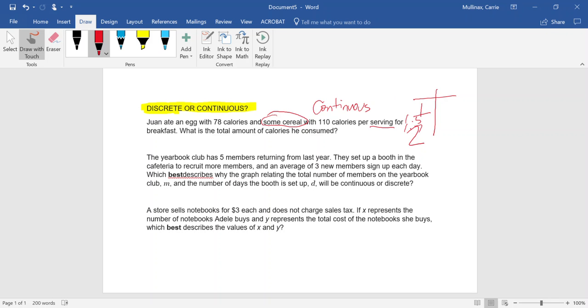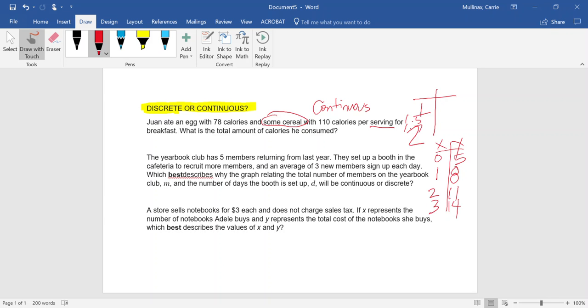So X is number of days. At the start of the year we have 5 members. Then it says each day they have an average of 3 new members. So after 1 day of being in the cafeteria, we add 3 members and we have a total of 8. After 2 days, we have 11 members. After 3 days, we have 14 members.